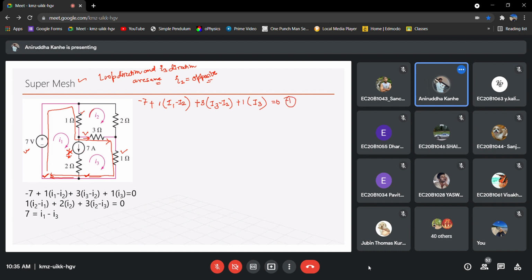Now you can write the equation for this loop. One can write it as 1 into I2 minus I1, plus 2 into I2, plus 3 into I2 minus I3, equals 0. That is equation number 2. And then where is the third loop? You cannot write a loop for this. Now, where is the third equation? The third equation will come from here.